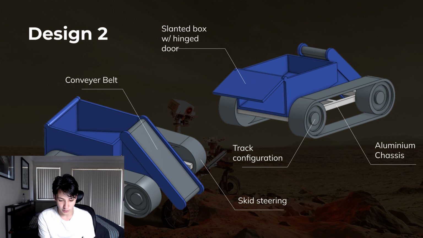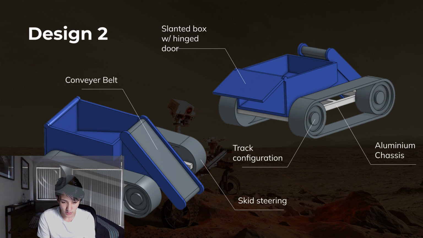The slanted box also ensures the collected samples are secure during transport, an advantage over the open box of Design 1. However, the downside of this design is the high cost due to the use of aluminium and the complexity of the tracks and conveyor, which may require more maintenance and skill to implement.